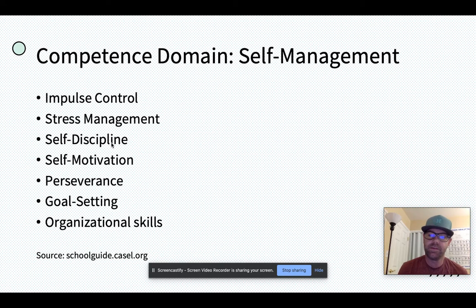Another domain that I'd like to talk about is self management. This includes impulse control, stress management, self discipline, self motivation, perseverance, goal setting, and organizational skills. Again, we're seeing with today's trying times a lot of stress, and our students are having difficulty managing that stress. So, with SEL, we can teach them how to not only recognize their own emotions, but then how to manage them.